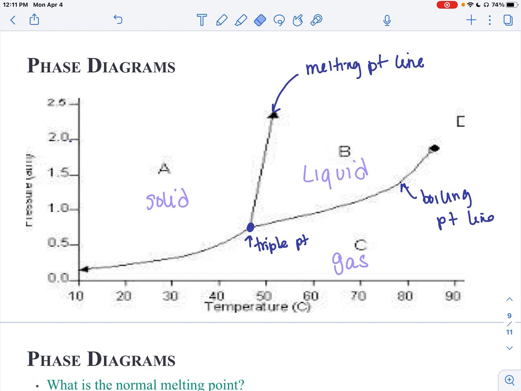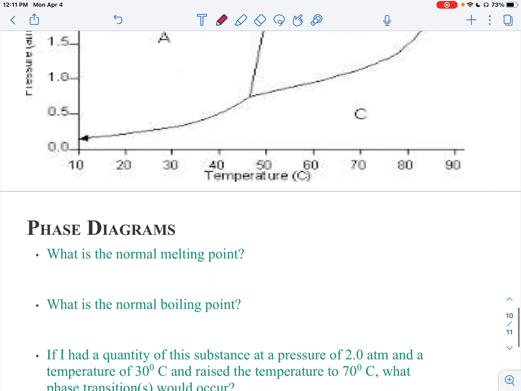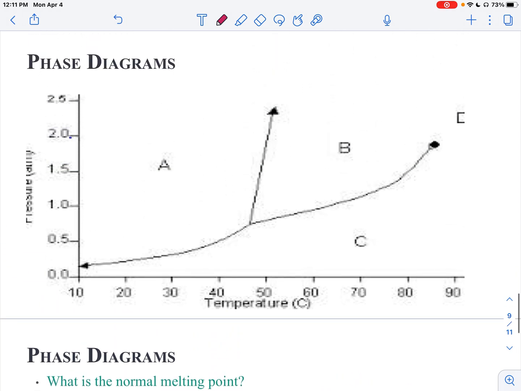All right, so let's answer a few questions. I'm just going to erase this so we can see better with our questions. So the first question here is, what is the normal melting point? Normal just means 1 atmosphere. That's what we would expect. When we say the melting point of water is 0 degrees Celsius, we're talking about the normal melting point. That's at 1 atmosphere.